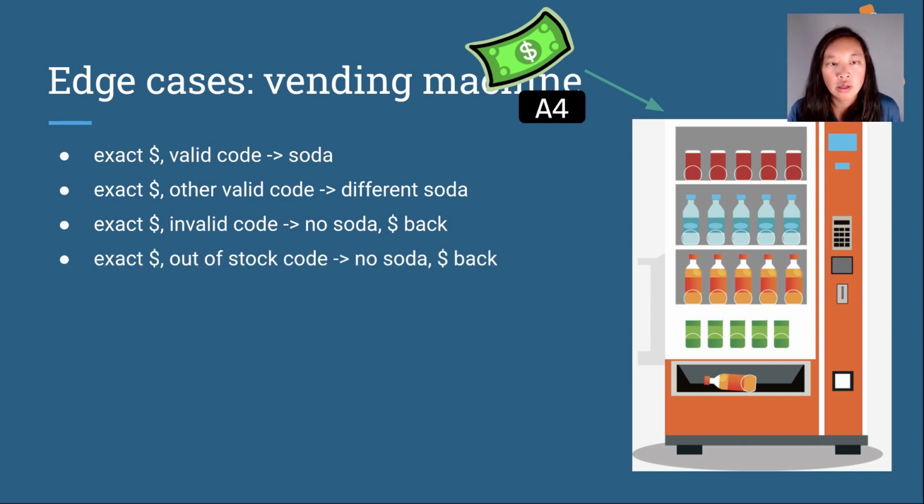What about giving exact change, but it's out of stock? The right output, or the expected output, is that it doesn't give any soda and gives the money back as well. What about we give it no money and just randomly press a code? Well, hopefully it doesn't give you a soda.